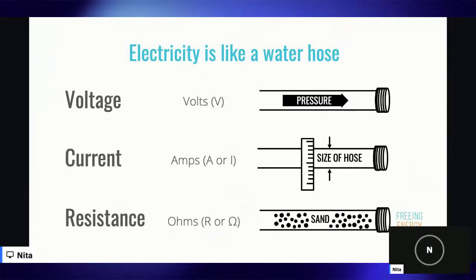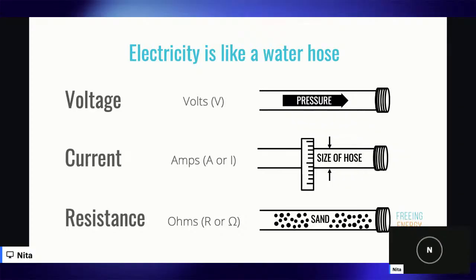Voltage is measured in volts, indicated by the letter V. Again, this is the force that is pushing the electricity through or along the circuit. Without voltage, your electricity would not flow. If we are comparing this to a water hose, think of voltage like water pressure. The more pressure you have, the more water gets pushed through the pipe. So in a wire, the voltage is pushing the electrons through your conductor or your wire.